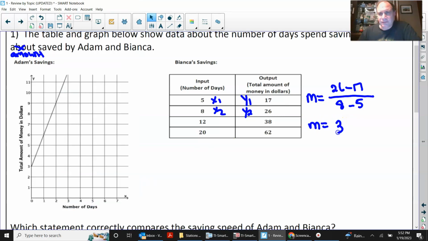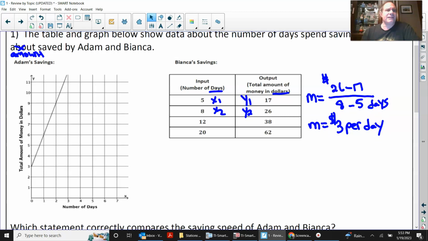So $3, money in dollars, per day. And if you ever get confused about that, 26 over 27, this is dollars, right? Because it says it. And then 8 and 5, these are days because it says it, right? So when you divide it, dollars per day, $3 per day. Like, that's how I figure it out. Like, okay, that's what it means.